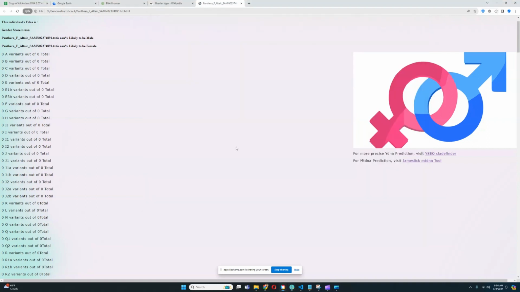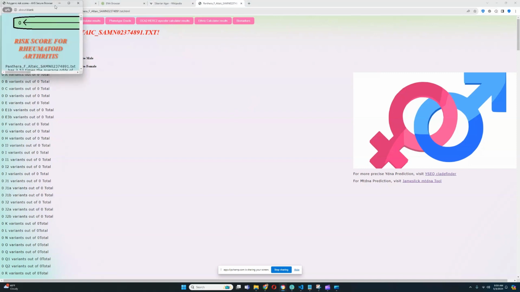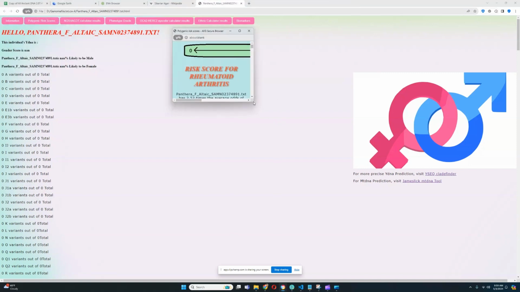Definitely very cool. When it comes to my trait predictor, unfortunately, this file is just so small that there is not a single SNP that can be used for ethnic calculator results, so I'm not even going to show you that. For polygenic risk scores, there's definitely something to show you, so let's look at that.